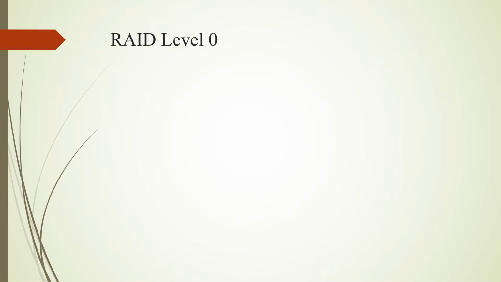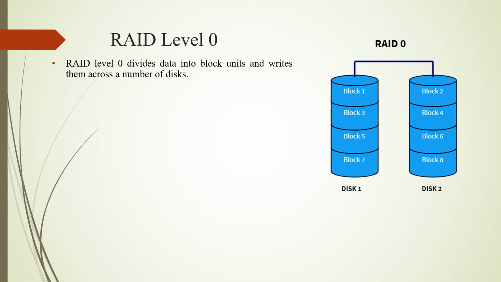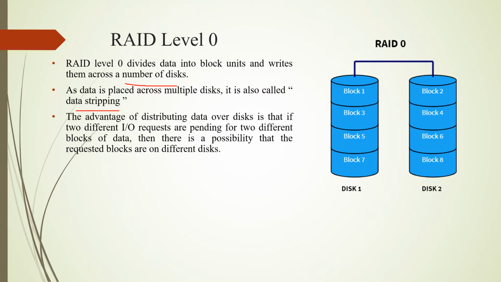Coming to RAID level 0, which is also called RAID 0. This is the diagram that we need to consider. RAID level 0 divides the data which is stored into it as blocks of units and writes them across a number of disks. As data is placed across multiple disks, it is also called data striping. The advantage of distributing data over disks is that if two different I/O requests are pending for two different blocks of data, then there is a possibility that the requested blocks of data are present on different disks and can be accessed in parallel, thereby reducing the access time and increasing the performance.